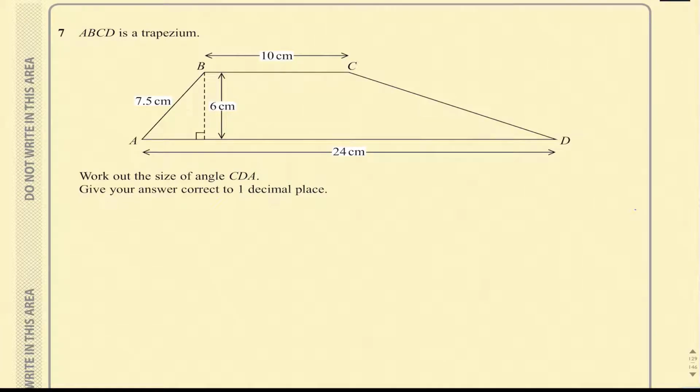Question 7. ABCD is a trapezium where we need to work out the size of the angle CDA. So this angle here, let's call that angle alpha. Well, in order to do that, we need to find this vertical height here between C. If we draw that down, let's call that P.